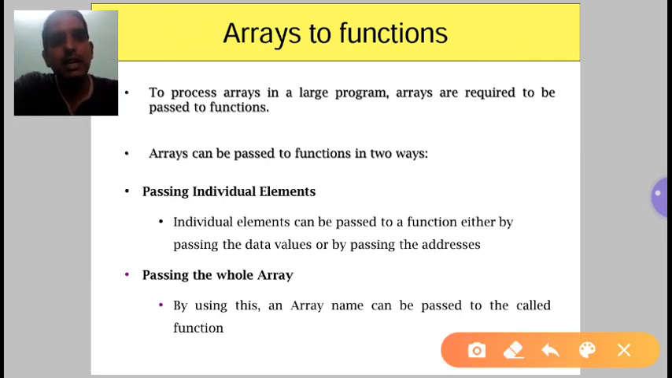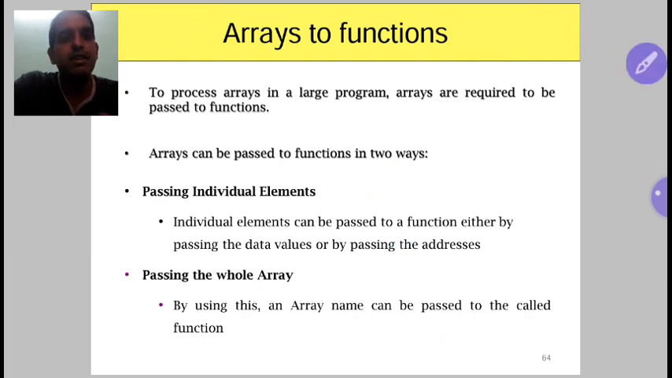So passing arrays can be done in two ways. In the first, you can be passing only the individual elements of the arrays. In the second, you can be passing the complete array. Individual elements means among the 100 values you can pass only one value. Passing the whole array means you can be passing the complete array from the calling function to the called function.